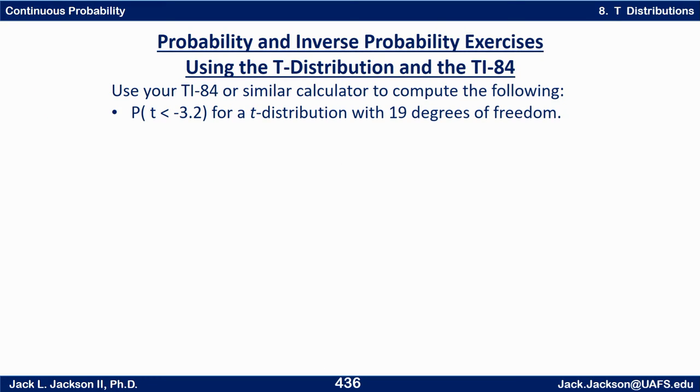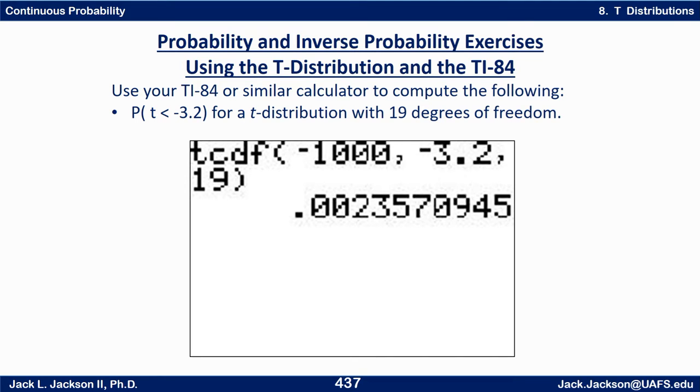All right, how about this one? Probability that t is less than negative 3.2 with 19 degrees of freedom. Okay, work this out. Well, this one you're going to need negative infinity because it's a left-tailed, but you can't put in negative infinity, so I just used a negative 1,000. That's plenty small enough. So t-CDF negative 1,000, negative 3.2, 19. And this works out. So 0.002357.